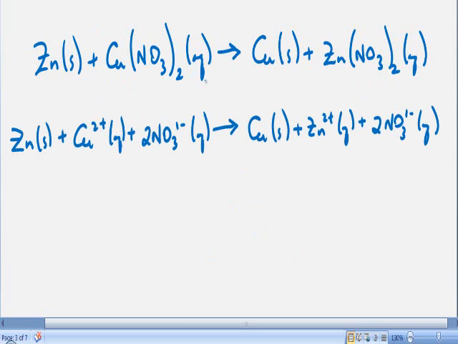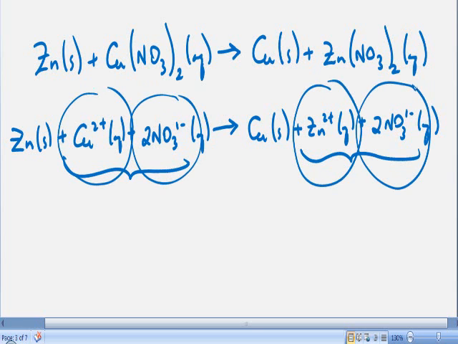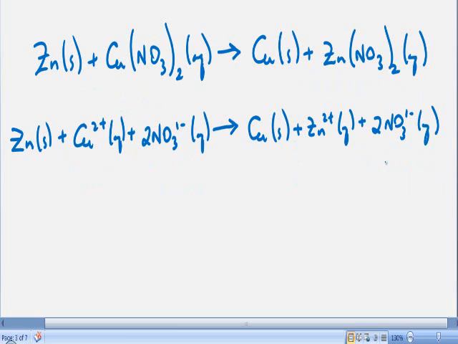We're going to rewrite the equation representing the aqueous solutions as they actually appear in solution, with the copper 2 plus ions aqueous separate from the 2 nitrate ions, and likewise the zinc 2 plus aqueous ions being separate when they dissolve from the 2 nitrate ions. The purpose of this process is actually to simplify our balanced equation.